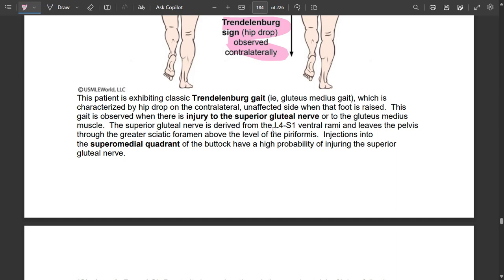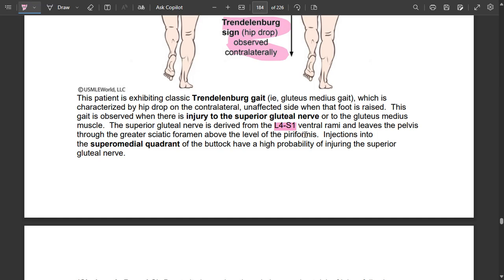The superior gluteal nerve is derived from the L4 to S1 ventral rami, so L4, L5 and S1 ventral rami, and leaves the pelvis through the greater sciatic foramen above the level of piriformis. So above the level of piriformis, the superior gluteal nerve runs through the greater sciatic foramen.